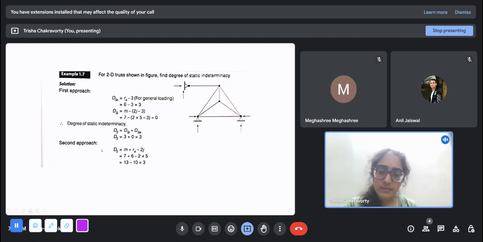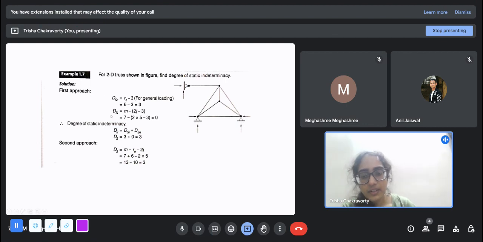Re is 6, this is the formula we are studying right now, and there are 1, 2, 3, 4, 5, 6, 7 members. So M is 7, Re is 6, and J is 5. So we see that it is 3-degree indeterminate. This is a direct formula you can apply, and this is the one most people seem to prefer.